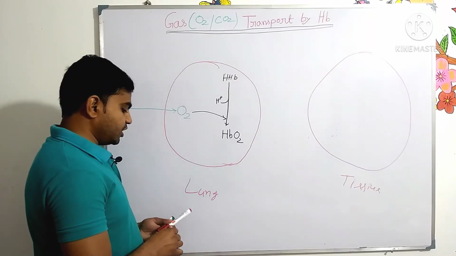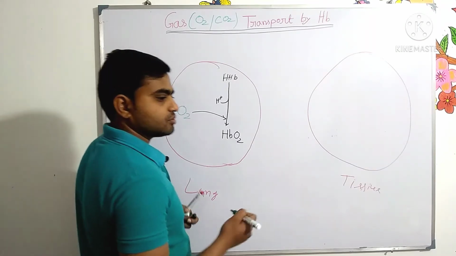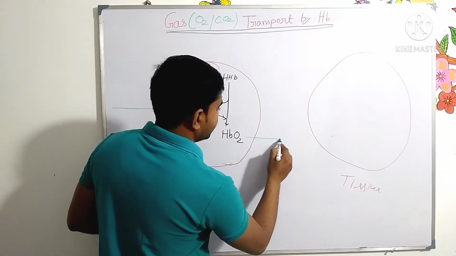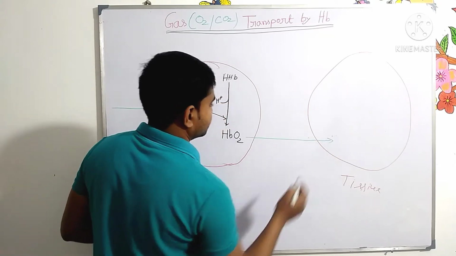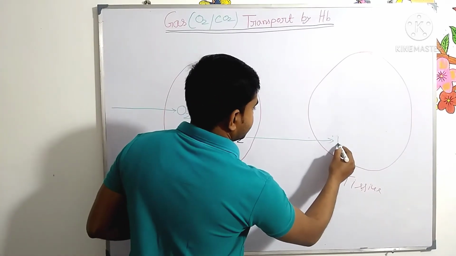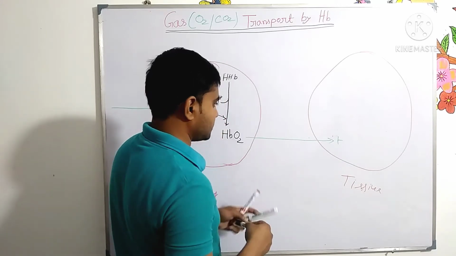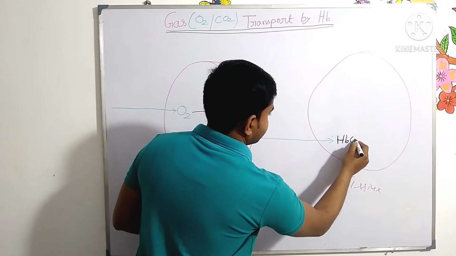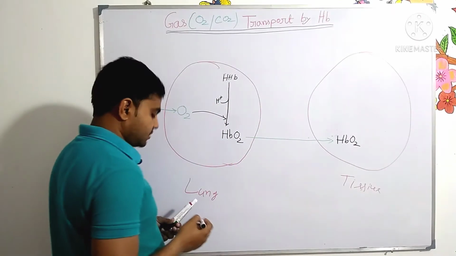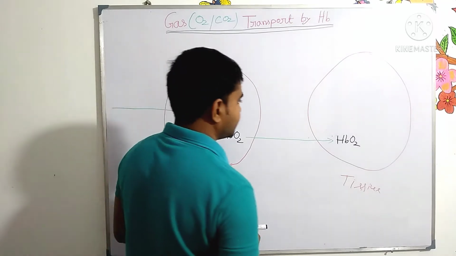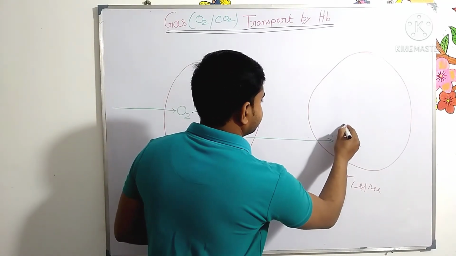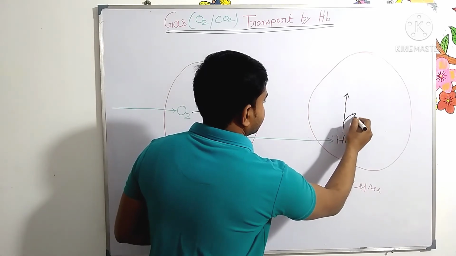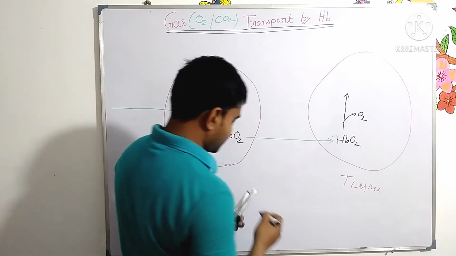This oxyhemoglobin is carried through the blood vessels to the tissue. This HbO2 releases the oxygen here. It releases oxygen to the tissue.